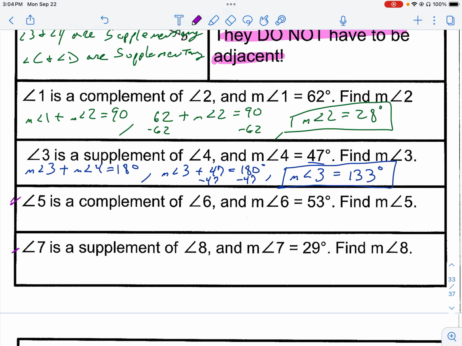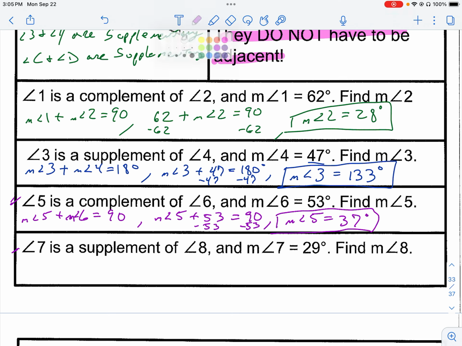All right, angle 5 is a complement of angle 6, means the measure of angle 5 plus the measure of angle 6 equals 90 degrees. Angle 6 is 53, so I can substitute that. So the measure of angle 5 plus 53 equals 90. And subtract 53 from both sides. We get the measure of angle 5 equals 37 degrees.